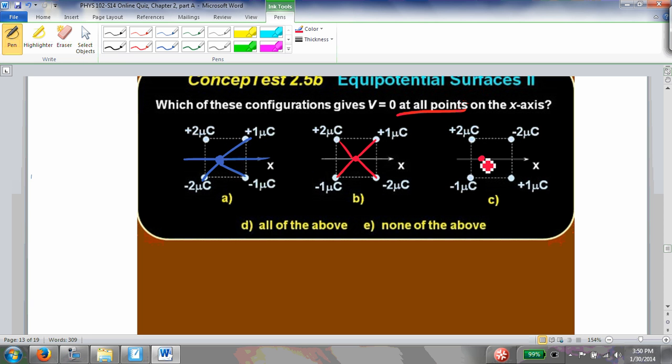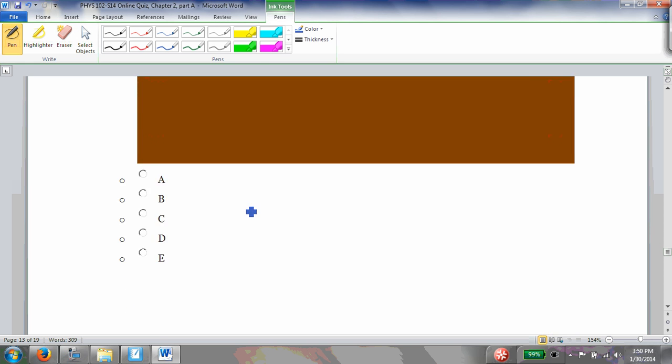And let's try this one. This is similar. Those are different distances, so they don't cancel. Different distances, so the potentials don't cancel. So A is the right answer. It gives V equals 0 on the x-axis.